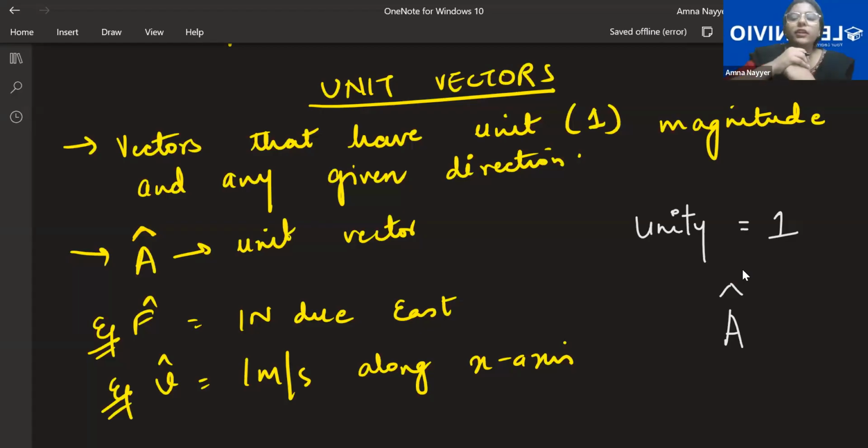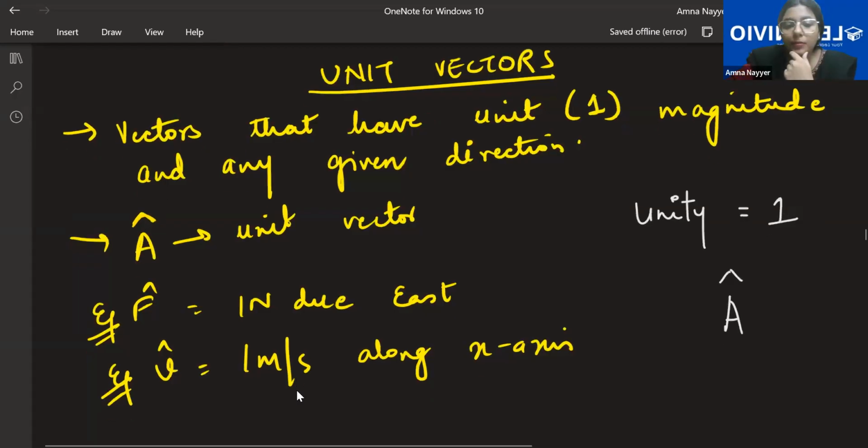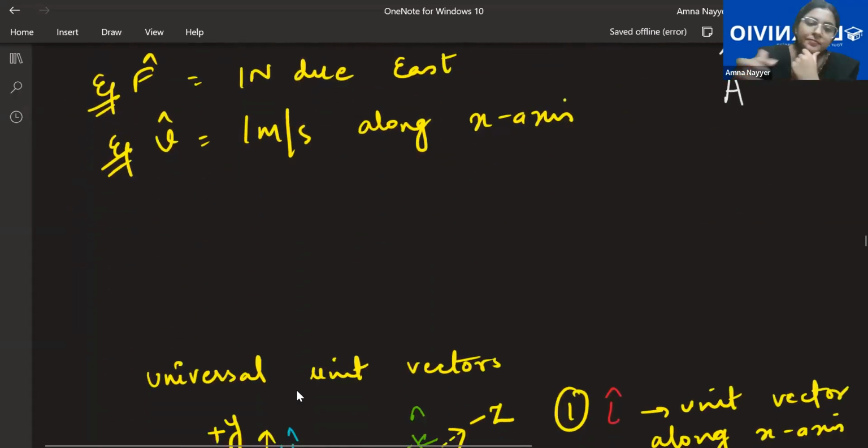So this is the unit vector, how it is represented with a cap on its head. Like F cap, V cap. F cap is 1 Newton due east. V cap is 1 meter per second along the x-axis like this. So this is how you write the unit vectors.